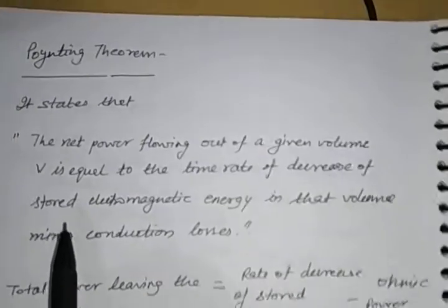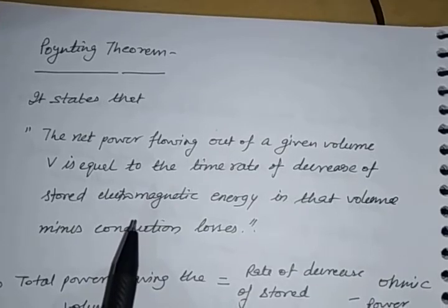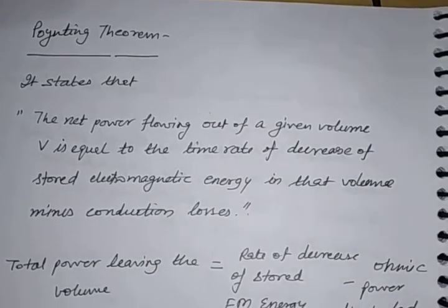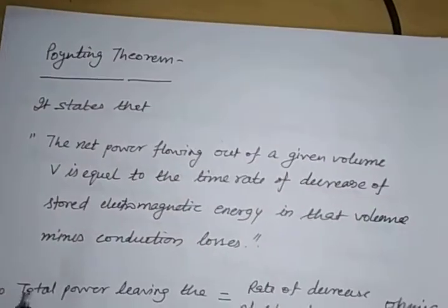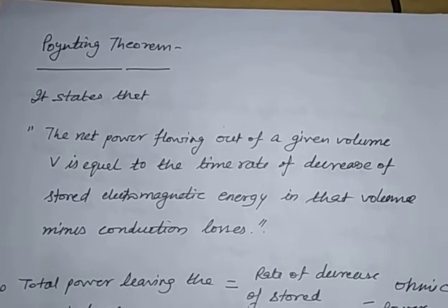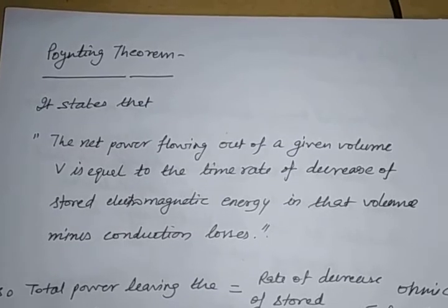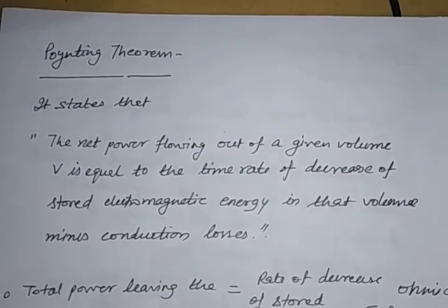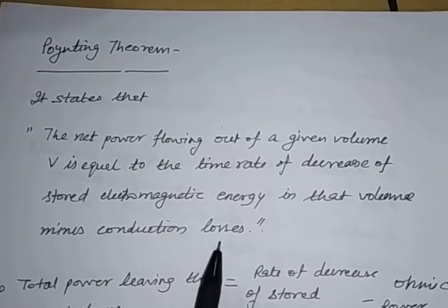You can understand it like this: suppose in a room energy is confined, and if we open one outlet, then whatever energy flows from that outlet will be equal to the rate with which the internal total stored energy decreases, minus whatever energy is used up in the walls of that room. So the conduction losses will be there. Those conduction losses definitely should be there.